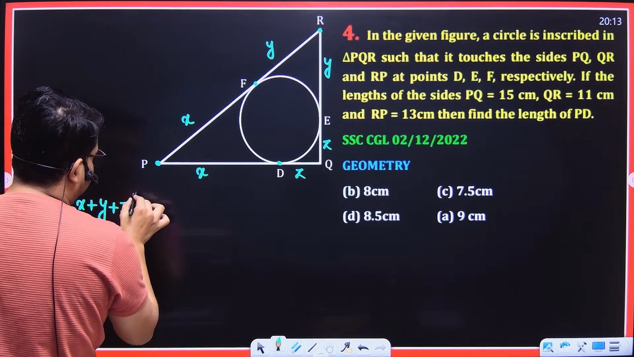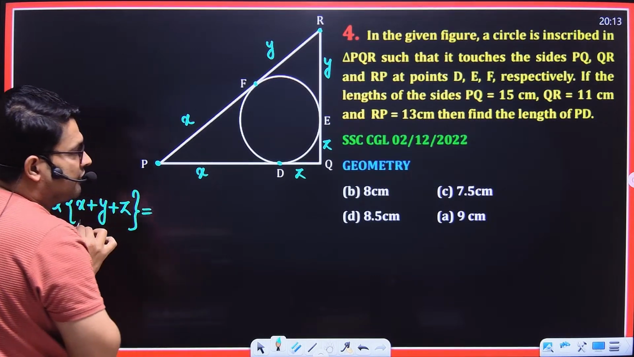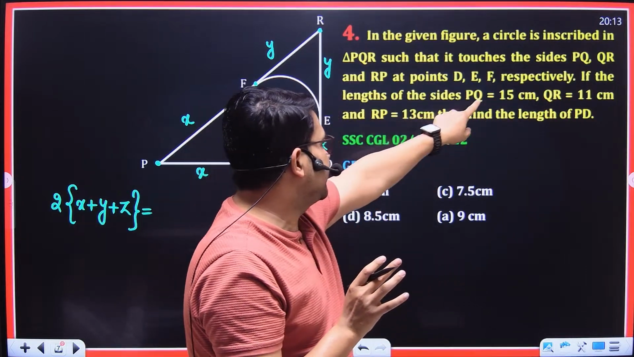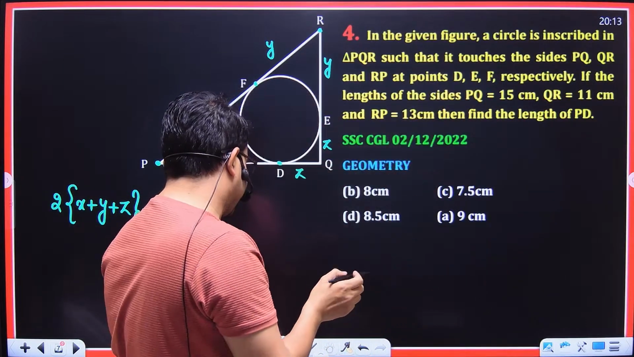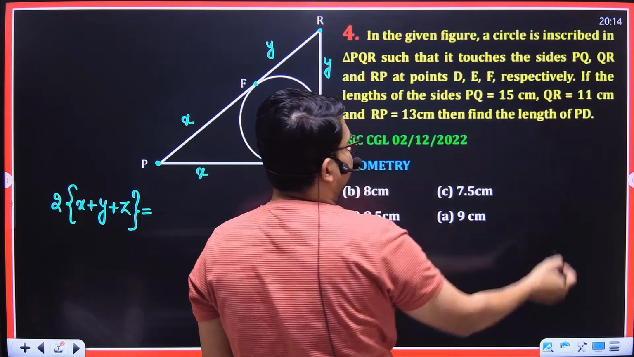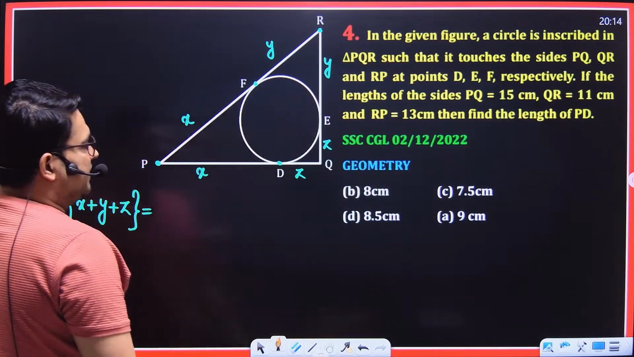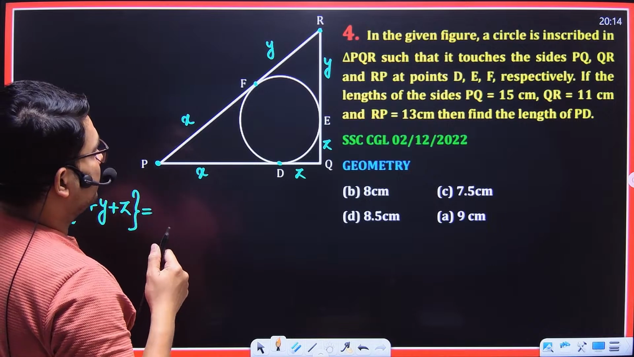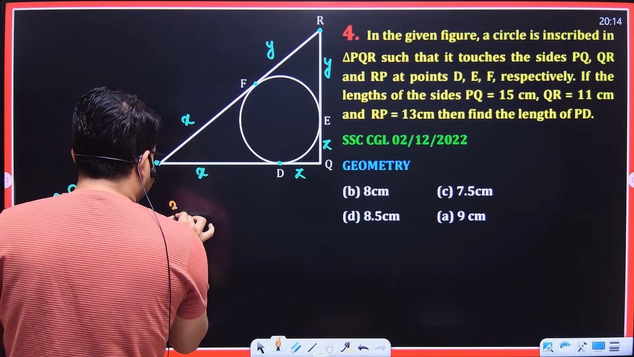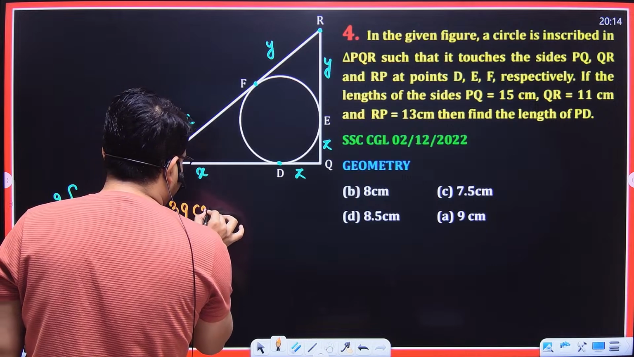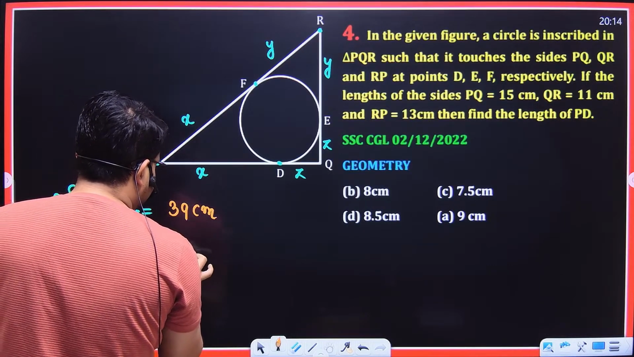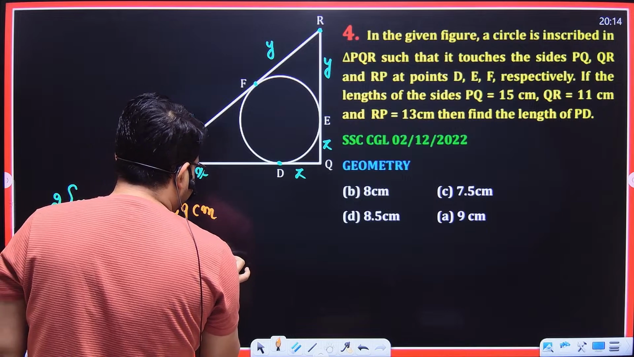And this one is what? This one is the perimeter of the triangle. And here we have their lengths. If I want to calculate the perimeter of the triangle in terms of the numbers, it would be 15 plus 11, 26. 26 plus 13, that is 39. It means x plus y plus z is equal to 39 centimeter. So x plus y plus z is equal to 19.5 centimeter.